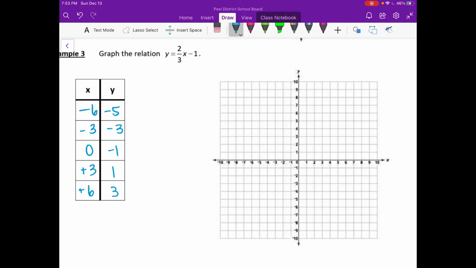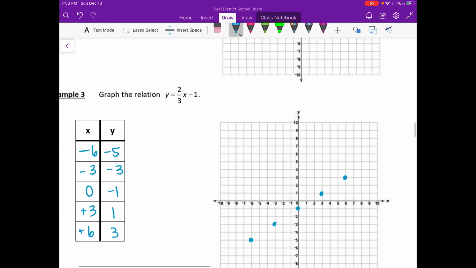So I'm going to go to negative 6. I'm going to go all the way down to negative 5, and I'm going to put that dot there. Then I'm going to go over to negative 3. I'm going to go all the way down to negative 3 here and put that dot there. I'm going to go to 0, and it's going to be at negative 1. Then I'm going to go to 3, and it's going to be at positive 1. And then last but not least, I have 6, and it's going to be at positive 3.